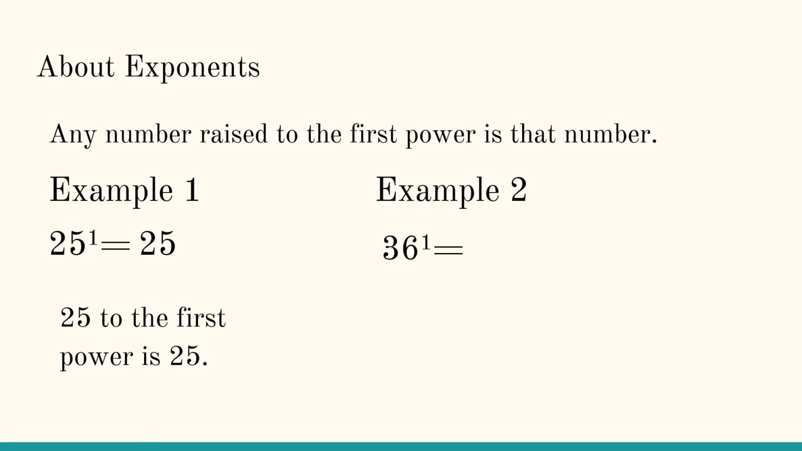Example 2, 36 to the first power equals 36. 36 to the first power is 36. So that's the first rule.